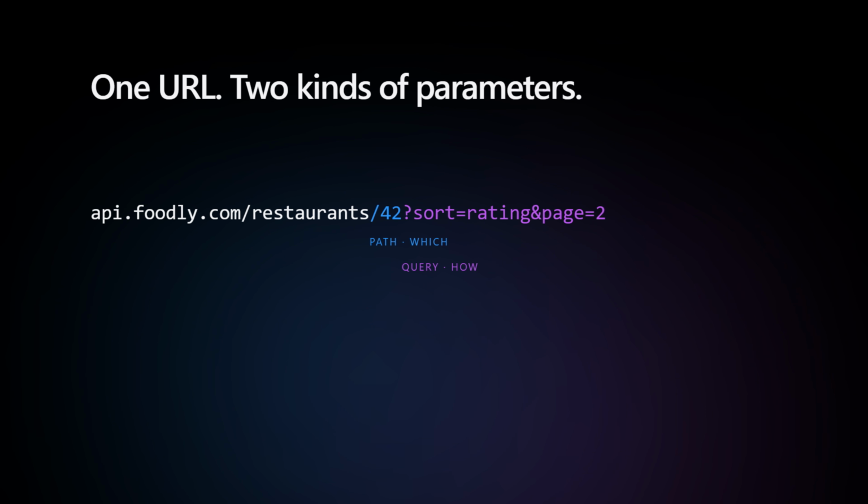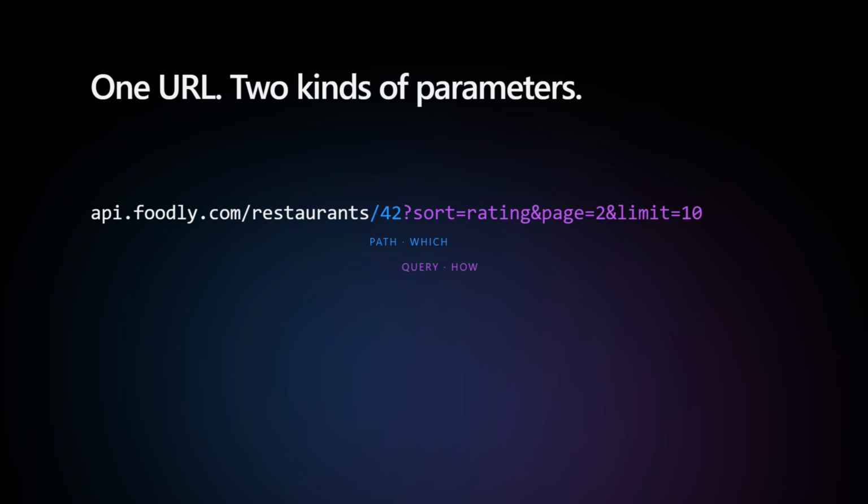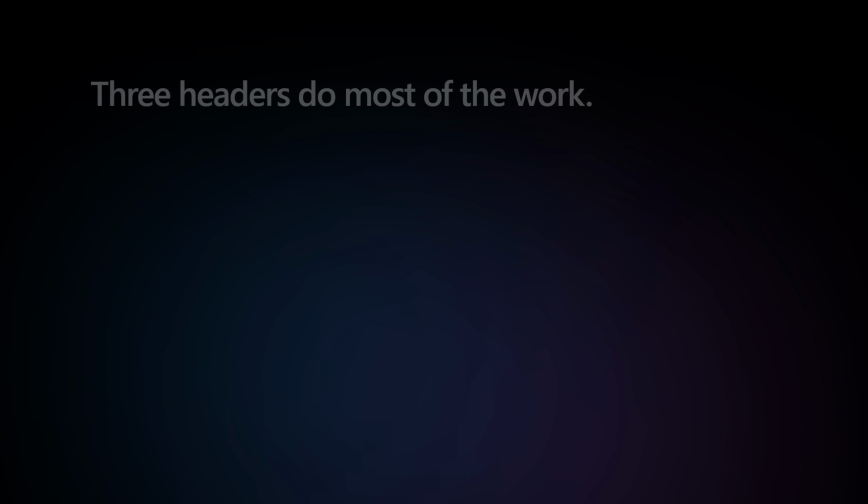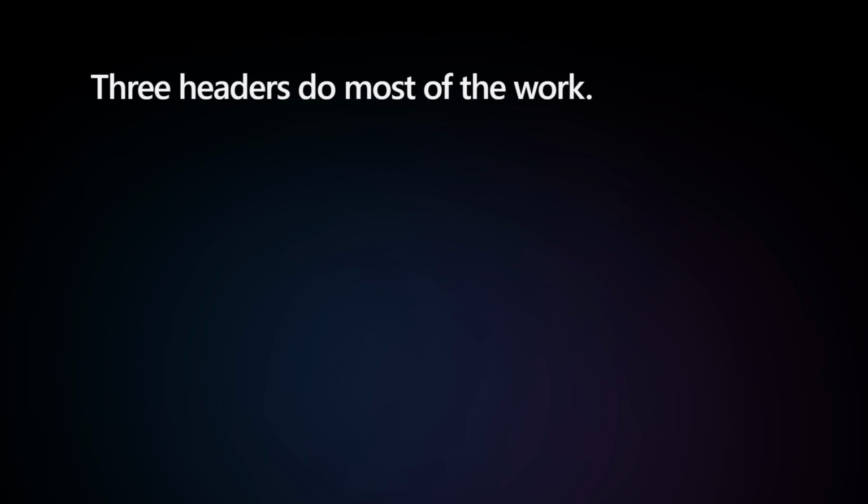The second one is the query parameter, and instead of identifying anything, it modifies your request. Everything after the question mark. Sort equals rating, page equals 2, limit equals 10, each one chained together with an ampersand. So here's the simple way to remember it. Path parameters say what you want, and query parameters say how you want it. Filtered, sorted, paginated. Watch how each one refines the result without ever changing the resource itself.